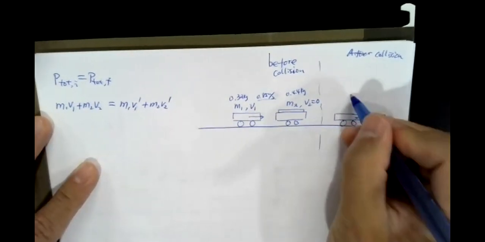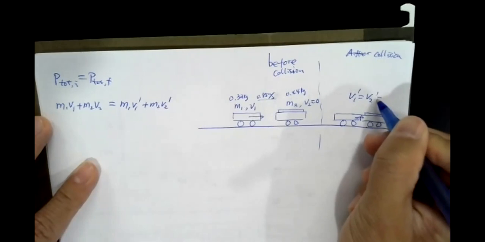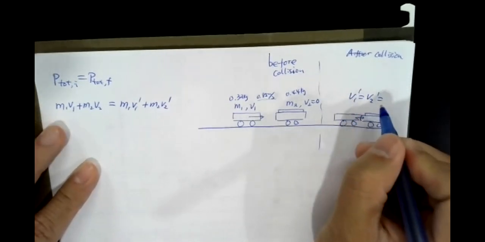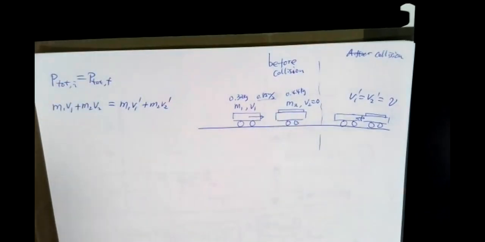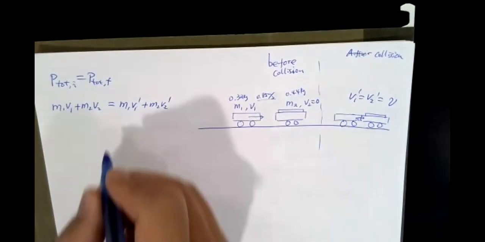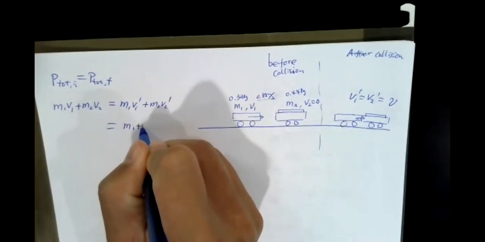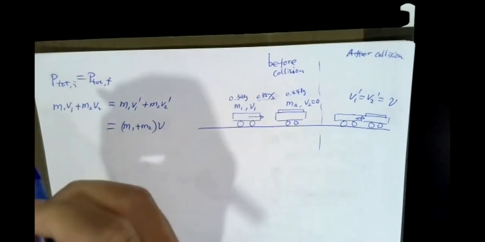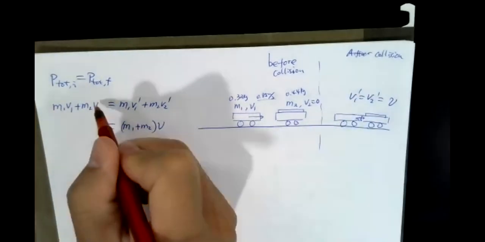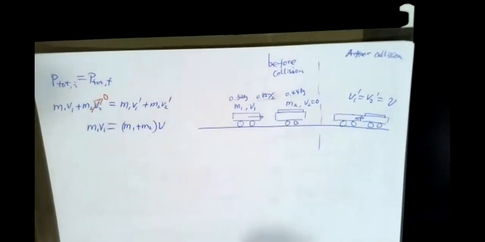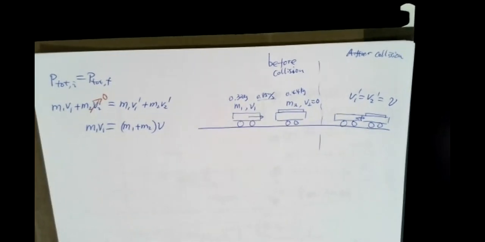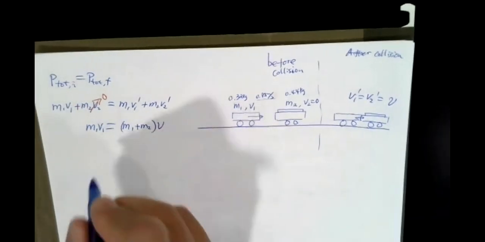Now when the two stick together, the two should have the same speed. The final speeds are the same, so you can call it V. So then it will be M1 plus M2 times V. Now V2 is 0, so this term will be 0. So it's going to be just M1 V1 equals M1 plus M2 times V, where V is the common final speed. So you can calculate for the V.